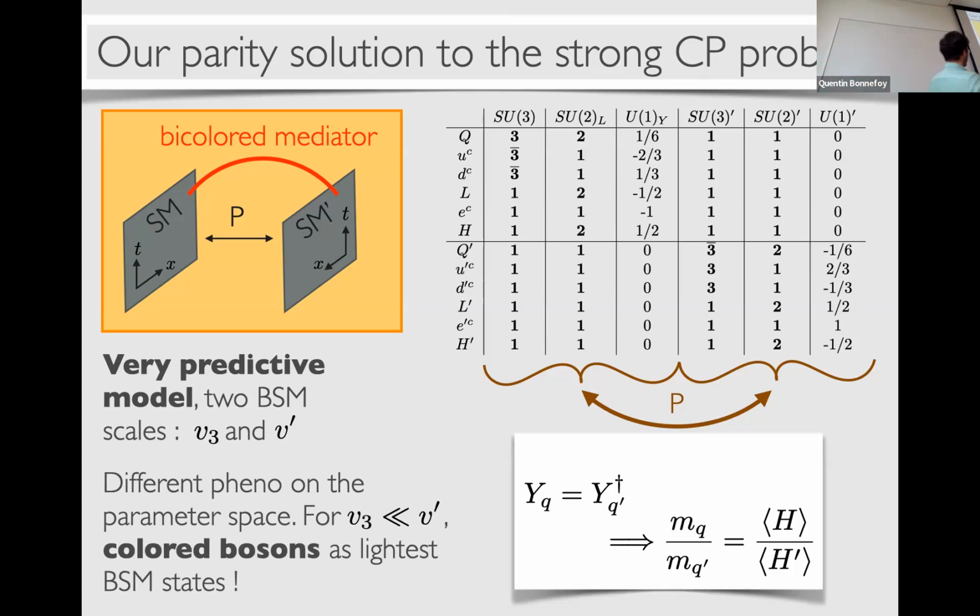And so the pheno is very different depending on the ratio of these two scales. As I was saying, when this guy is the largest, you land on an effective description which looks like models that have been considered in the literature before. And the new stuff comes from when this guy is much below this guy. For instance, if it's really much below, the first states that you may find in colliders are the colored bosons, the ones that come from the heavy gluons that are Higgsed, or whatever is generated by what you call this bicolor mediator. So this part of our interface would be the new pheno part, I guess.